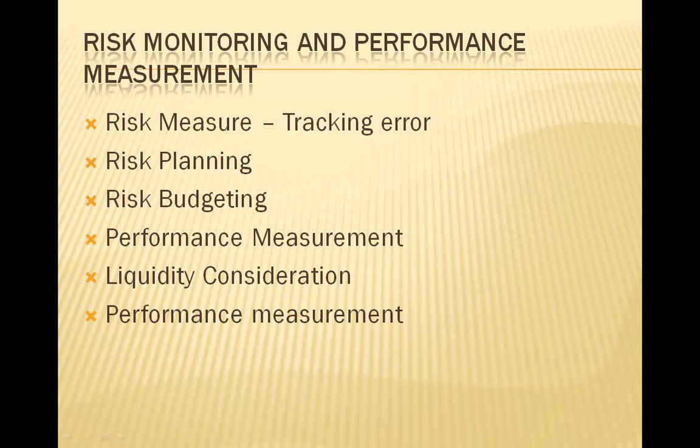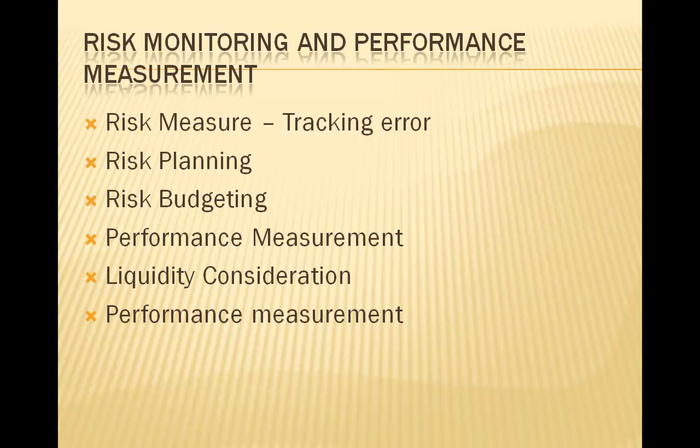So I now move to the risk monitoring and performance measurement. There are three pillars of effective risk management. First is planning, then we have budgeting, and then we have monitoring. And that's what makes the risk management unit, or RMU.